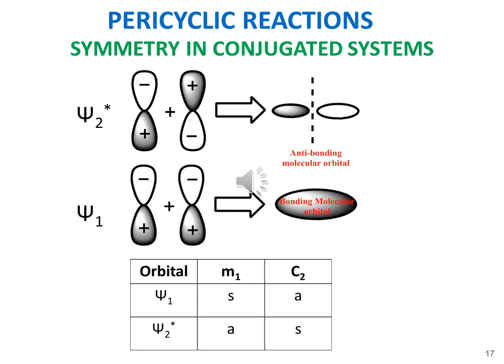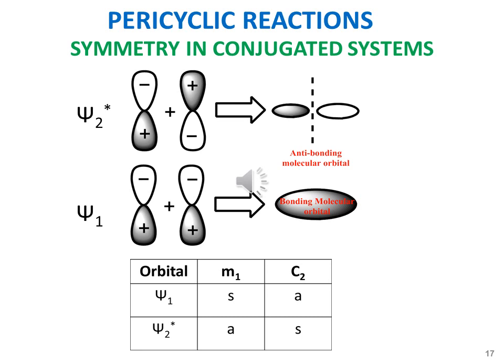And do they have the center of symmetry? No, they don't have the center of symmetry. So in the C2 column, I have written A. A means absence of symmetry. So in the case of Psi1, or the bonding molecular orbital, the two atomic orbitals have the mirror plane symmetry and absence of the center of symmetry.